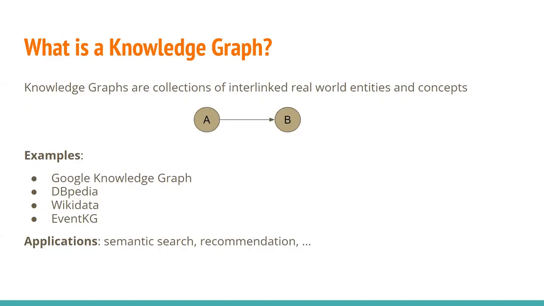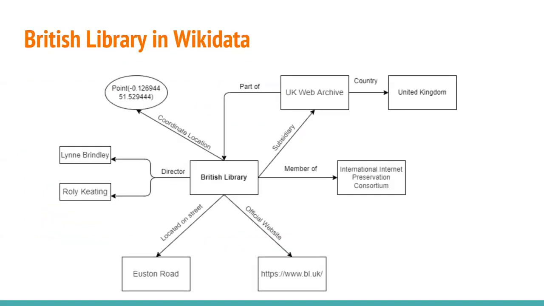This is a small example here, shows the relation between two entities, A and B. Some of the most popular knowledge graphs are Google Knowledge Graph, which is used in Google search engine, Wikipedia and Wikidata, which are public knowledge graphs constructed based on Wikipedia, and EventKG, which is a public multilingual event-centric knowledge graph that represents information about events. Knowledge graphs are used in many fields these days, such as semantic search and recommendation.